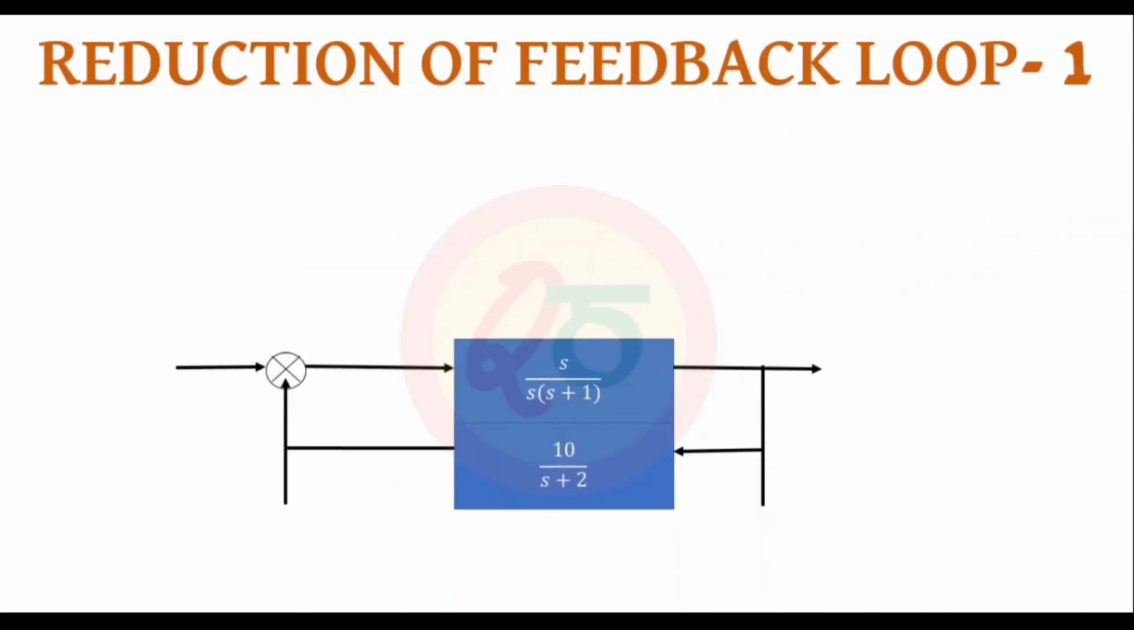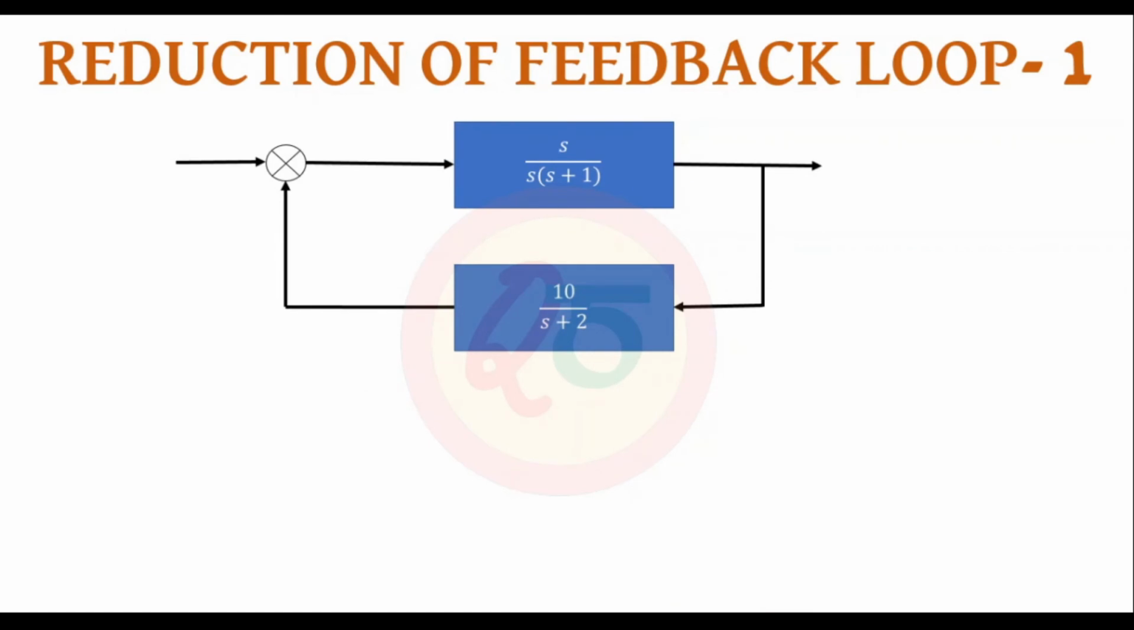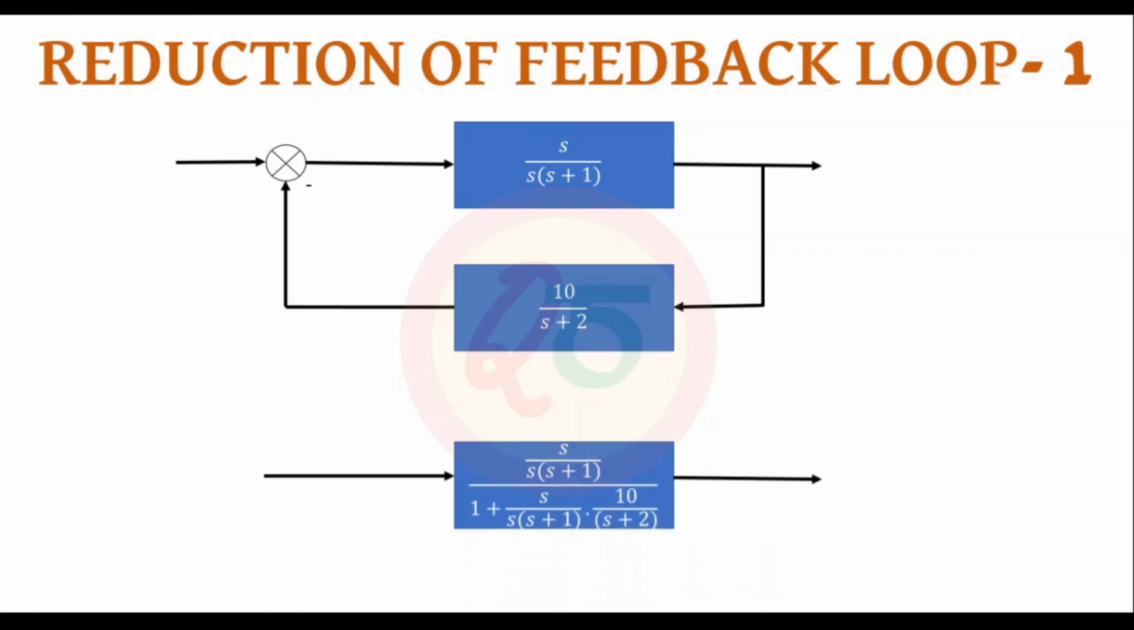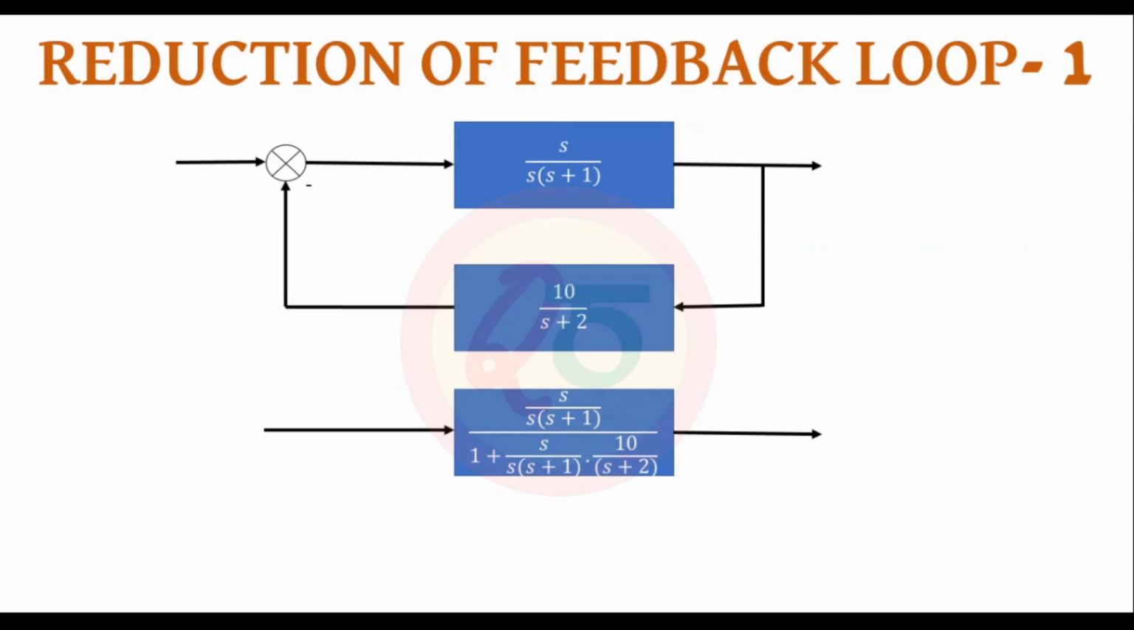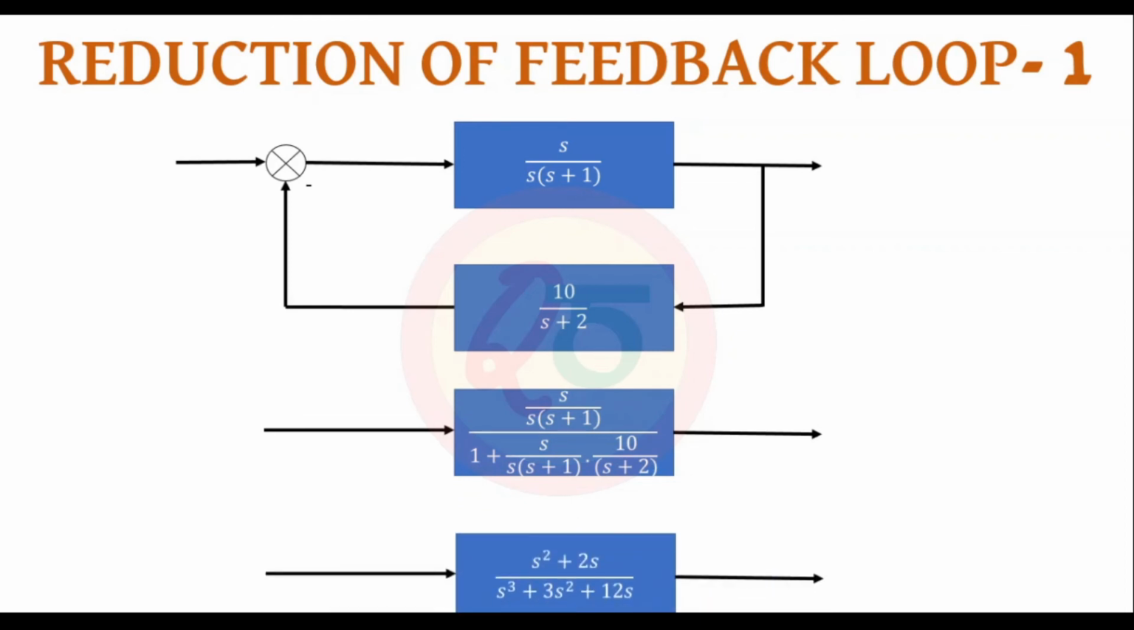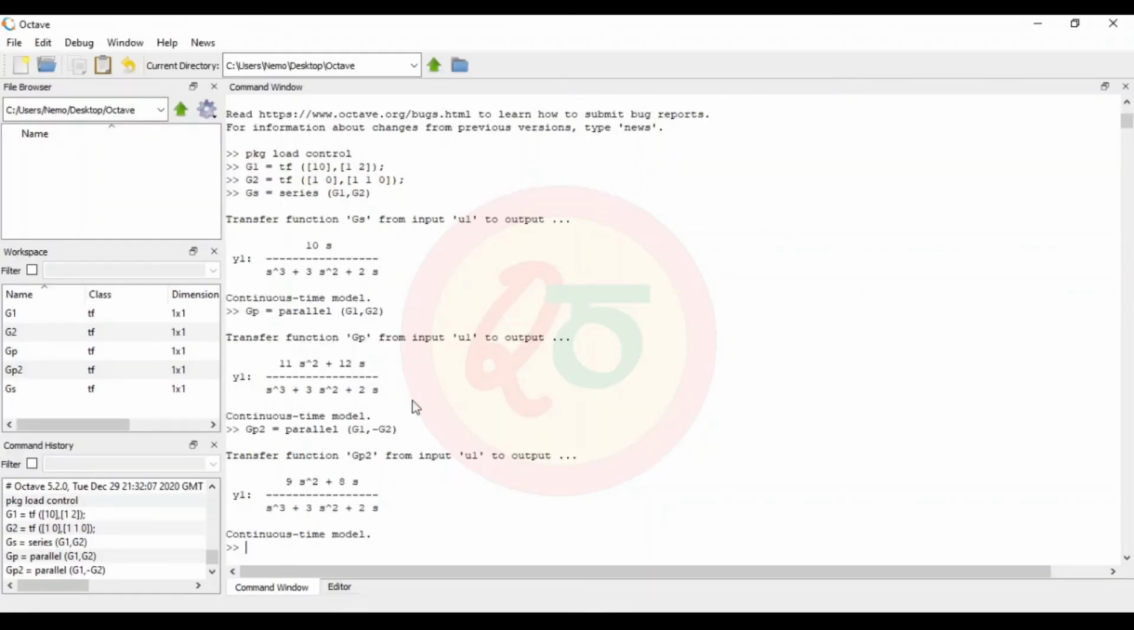Now we'll see the blocks connected in a feedback loop. So this is the arrangement where s by s square plus 1 is the forward block, 10 by s plus 2 is the feedback block, but this feedback block is sent to the summing junction with a negative sign. Hence, while reducing, we use the formula forward block by 1 plus forward block into the multiplication of feedback block. So the resultant is s square plus 2s by s cube plus 3s square plus 12s.